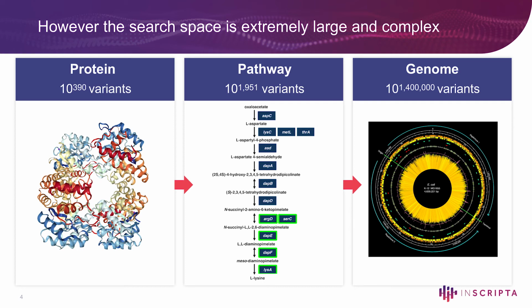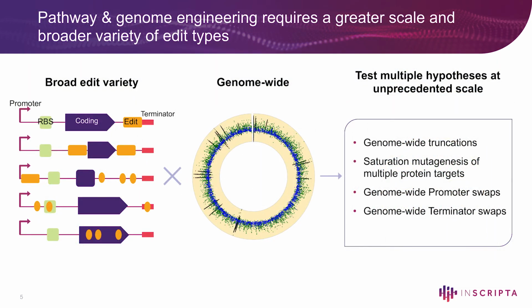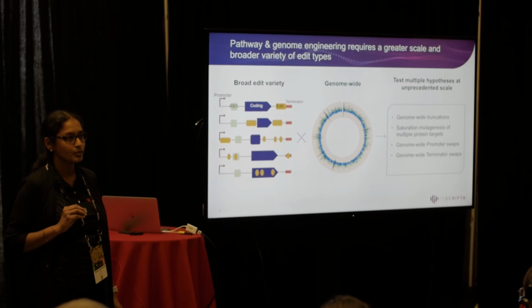So what do we really need? We need the ability to get to a large, broad variety of edit types, insertions, deletions, swaps across coding and non-coding regions, and the ability to deliver them across the genome. What will that enable you to do? It will enable you to turn a diverse set of biological knobs, and you can test multiple hypotheses in parallel and at unprecedented scale.